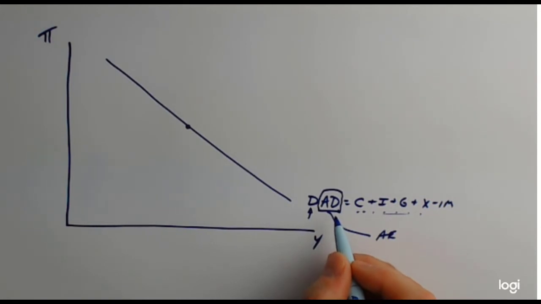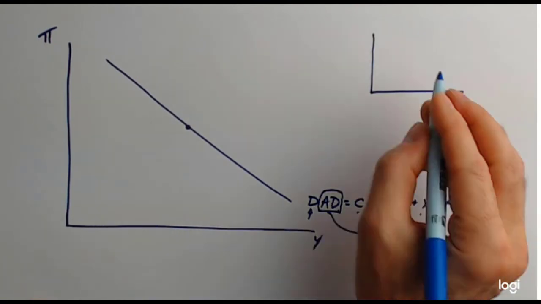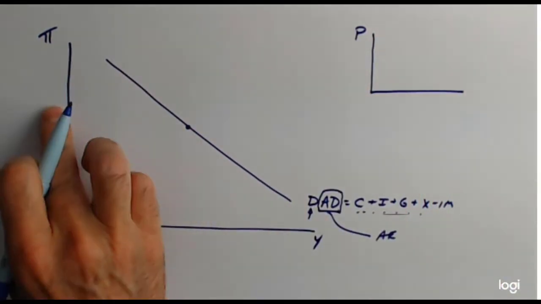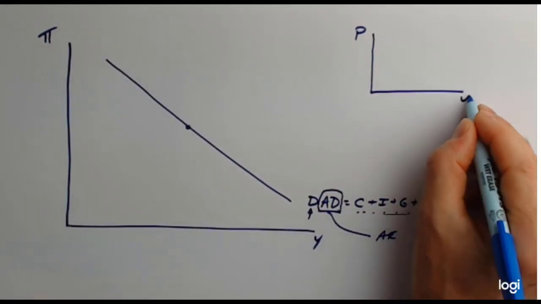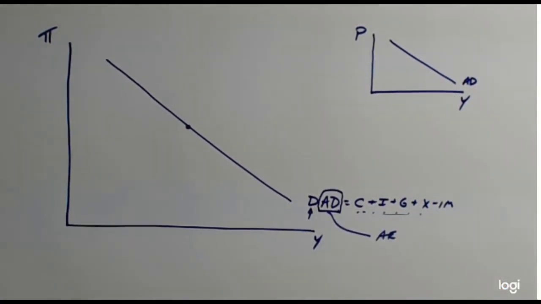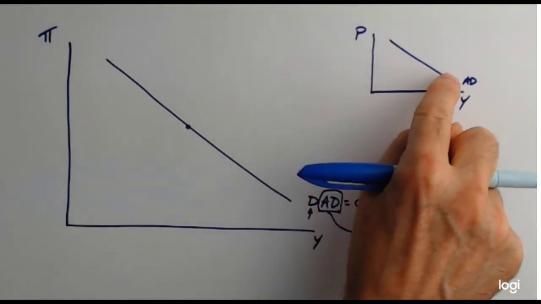In an introductory economics course, you will often see P as a price level here, not inflation. So this is the changes in the price level. They'll often have a price here and output here, and you'll have an aggregate demand curve, downward sloping. And there's two reasons for that aggregate demand curve being downward sloping.